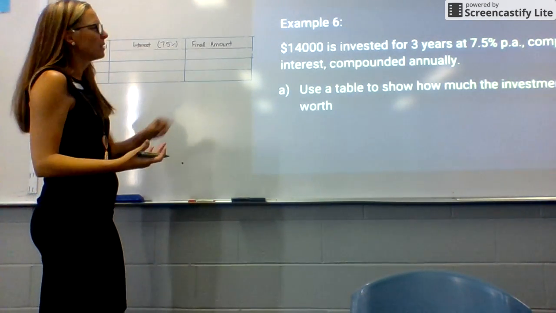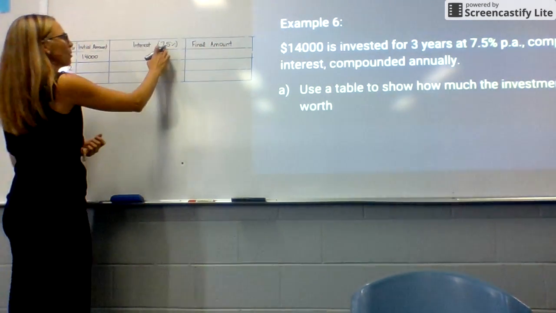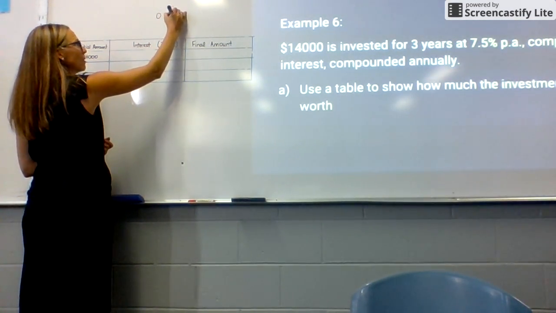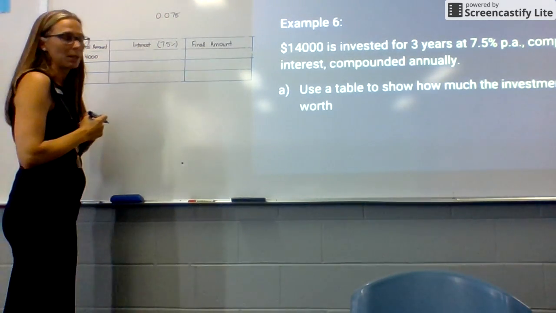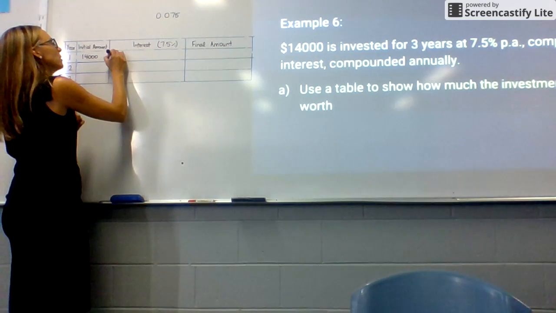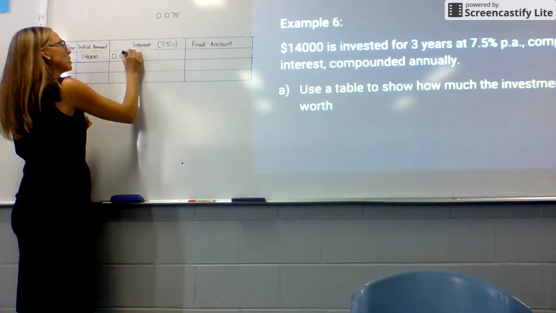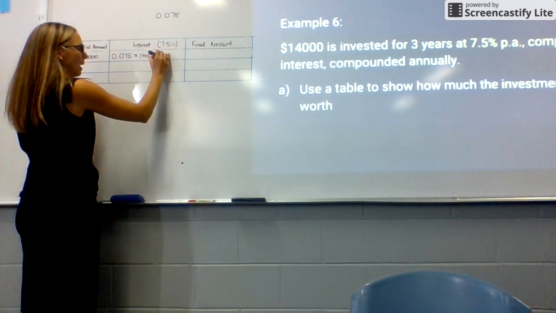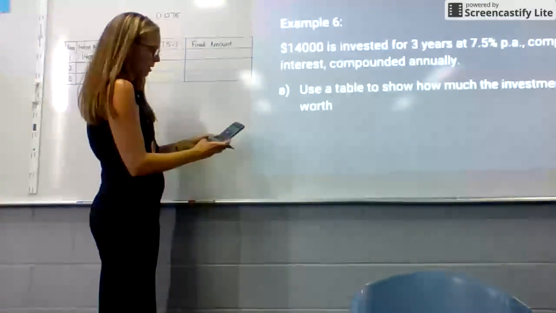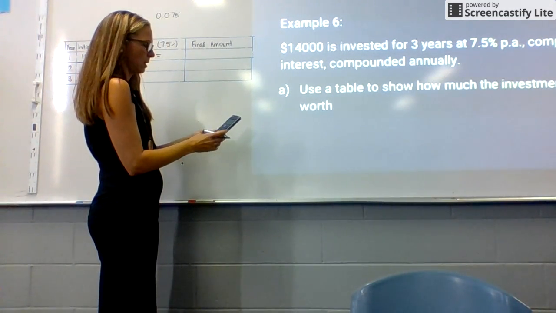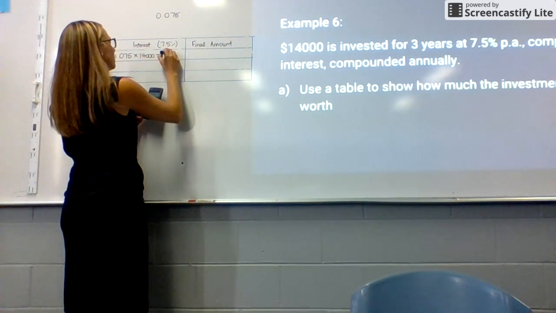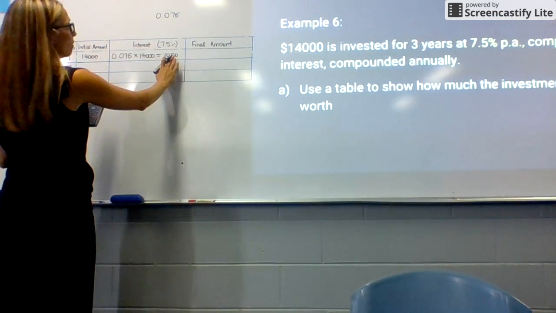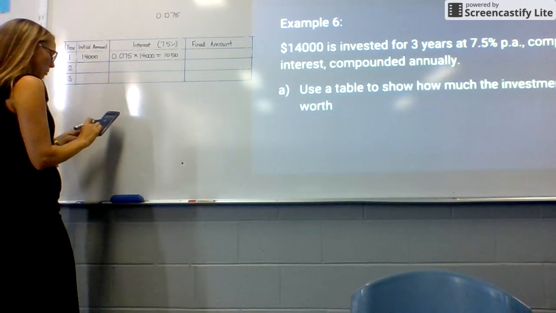Now to make this one a little bit easier, because I can see the numbers are going to get a bit yucky, I'm going to remind myself that 7.5% is the same as 0.075. And I'm going to write my calculation in here. So my interest is 0.075 times whatever amount I had at the beginning, $14,000. And that equals, I'll get my calculator out, 0.075 times 14,000 is $1,050.